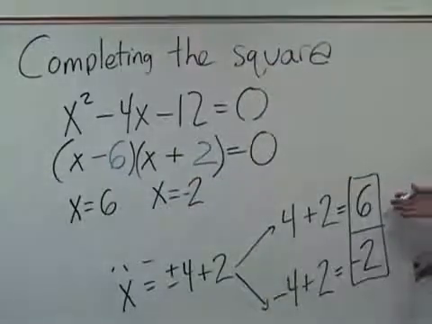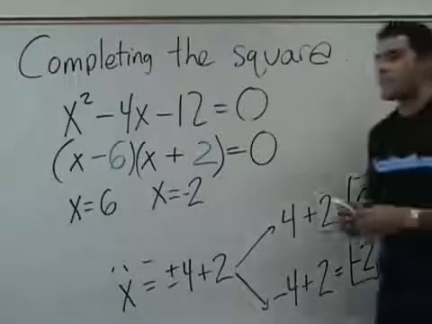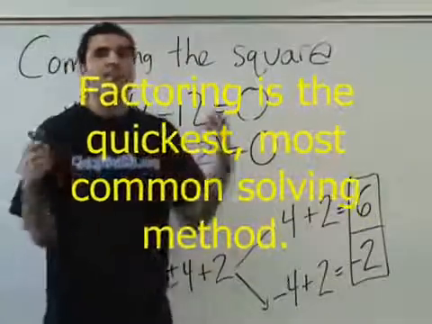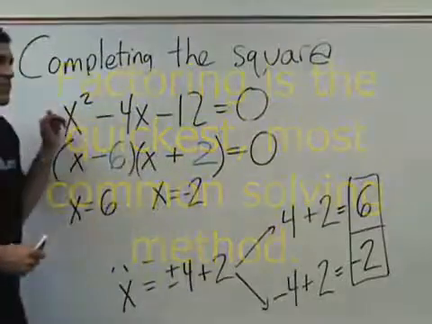6 and negative 2. Right here. But if they factor, you don't have to. So here's the moral of the story before we do our last problem. The moral of the story is factoring is the best, quickest, fastest way to solve these types of equations.